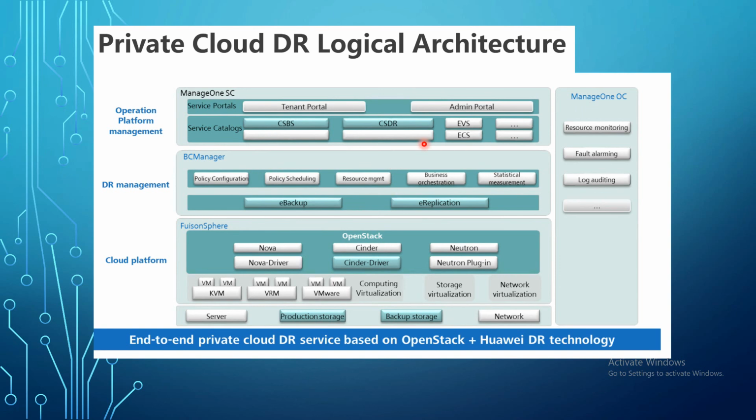So we have these services available in the service catalog, and it will be using these tools to get all these things. Unfortunately, I don't have the demo for the private cloud, but I will show you the services available in public cloud because it is available publicly, but HCS is not available right now, so we cannot log into that. But these are available in private cloud, so we can do all these things using these DR management BCManager components.